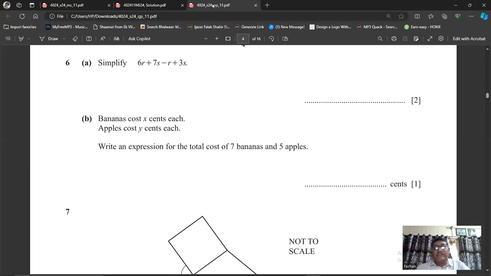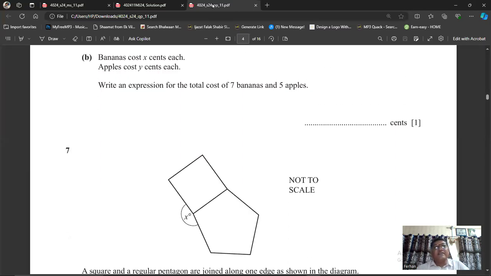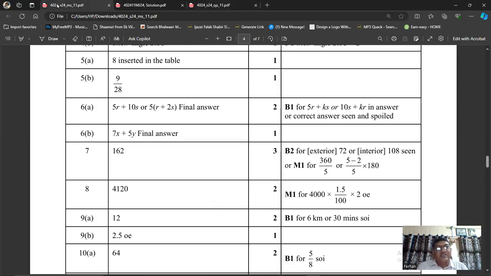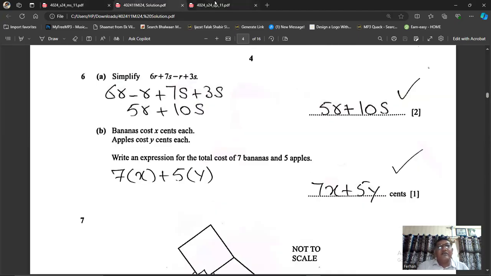Okay, so question number 6, and it's B part. He says, bananas cost X cents each, apples cost Y cent each. Write an expression for the total of 7 bananas and 5 apples, and the answer is in cents. So 7 banana, 7x plus 5y. 7x plus 5y. So this is the expression. And it is right. So we are going to do the next one.